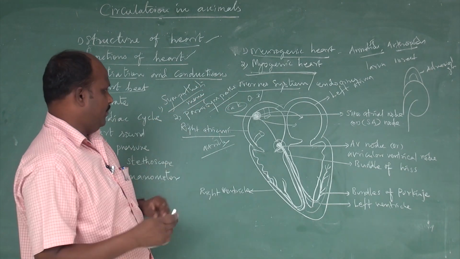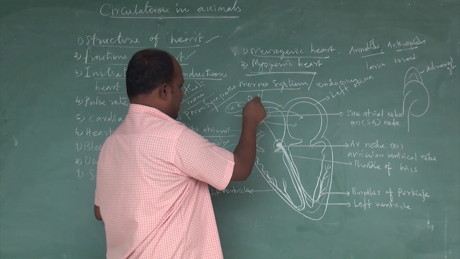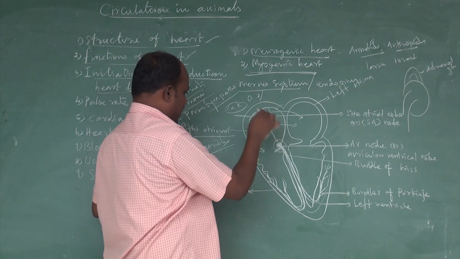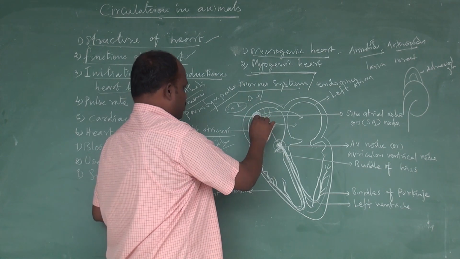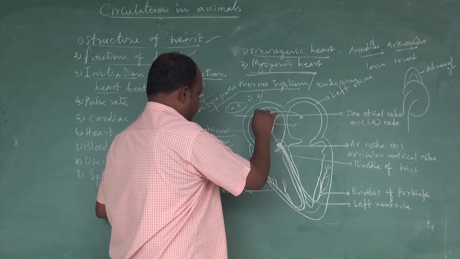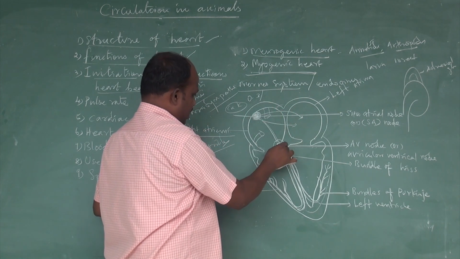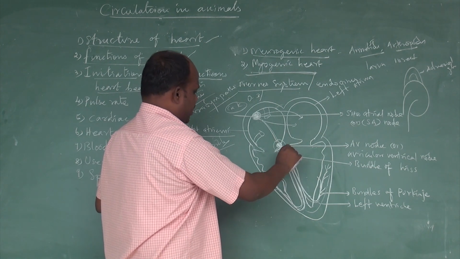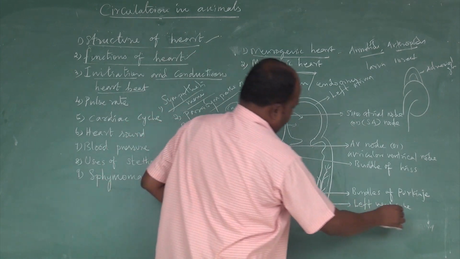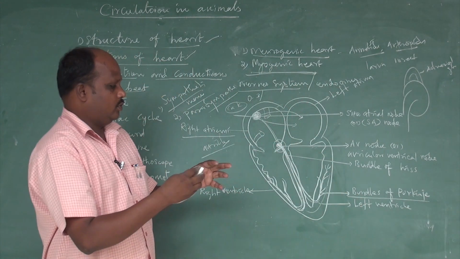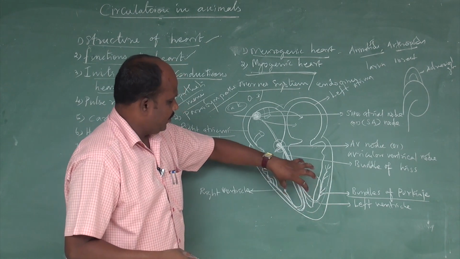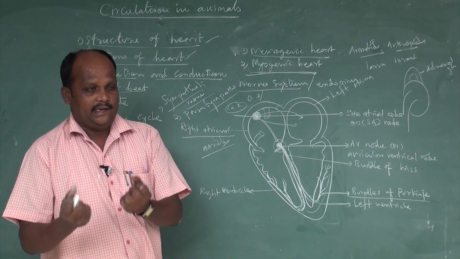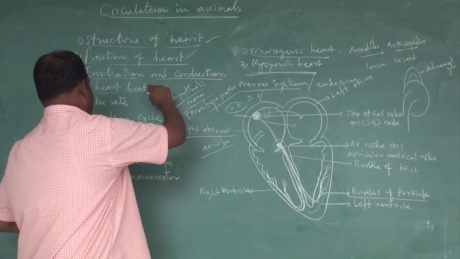Once again, recall: the SA node, the sinoatrial node, generates the action potential every 0.03 second. The generated action potential is transmitted through the right atrium to the left atrium, then to the AV node, the atrioventricular node. From the AV node it goes to the bundle of His, which distributes it to the Purkinje fibers. The action potential spreads through the ventricles, the two lower chambers, and they contract. That is the initiation and conduction of the heartbeat.